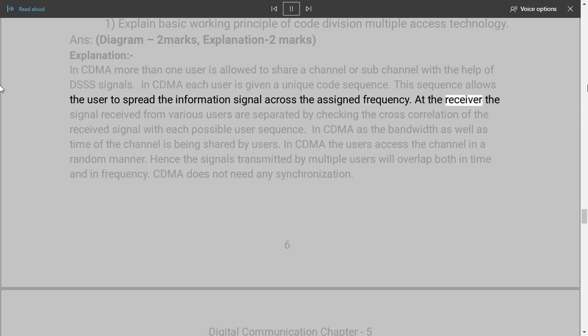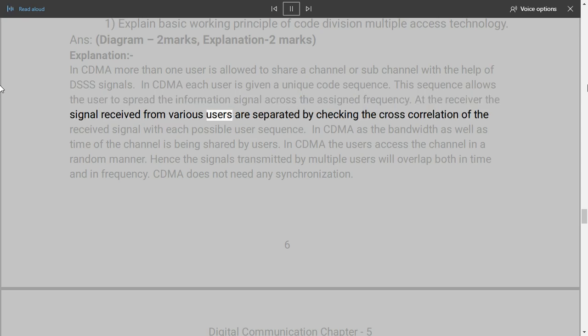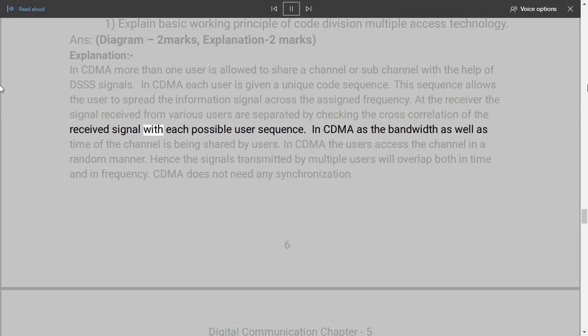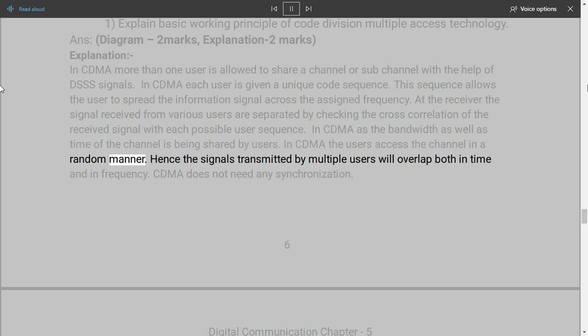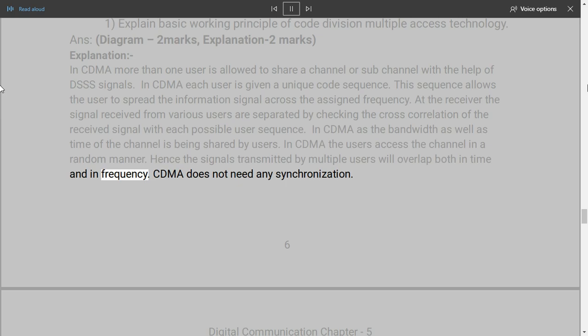At the receiver, the signals received from various users are separated by checking the cross-correlation of the received signal with each possible user sequence. In CDMA, as the bandwidth as well as time of the channel is being shared by users, the users access the channel in a random manner. Hence, the signals transmitted by multiple users will overlap both in time and in frequency. CDMA does not need any synchronization.